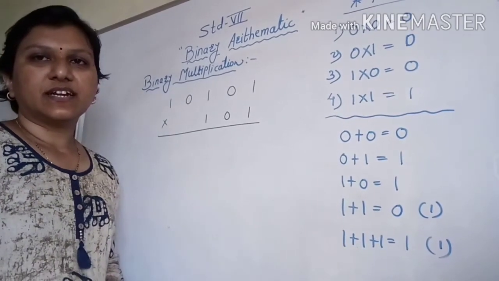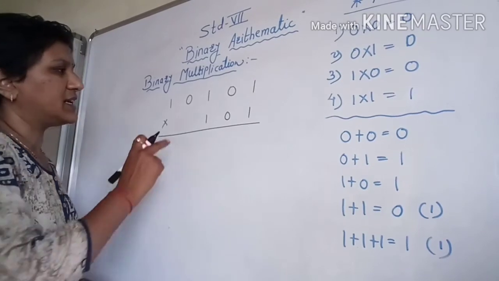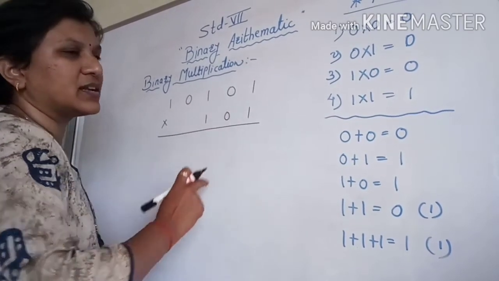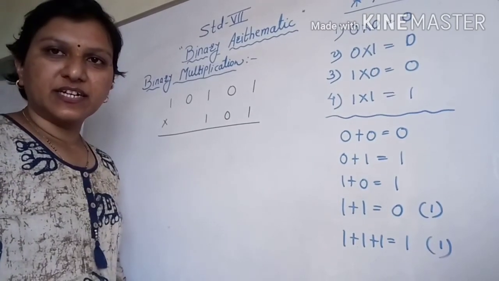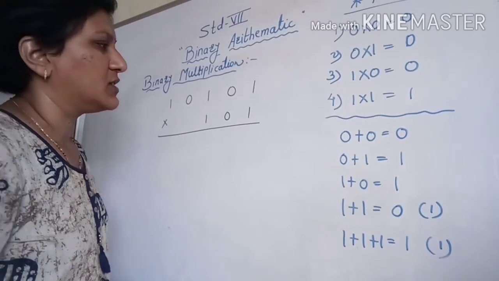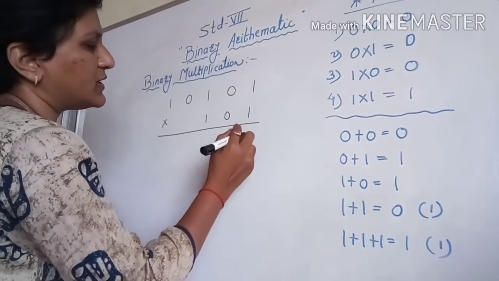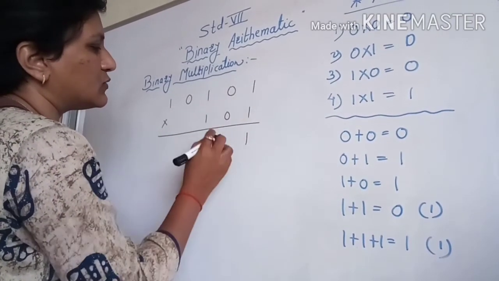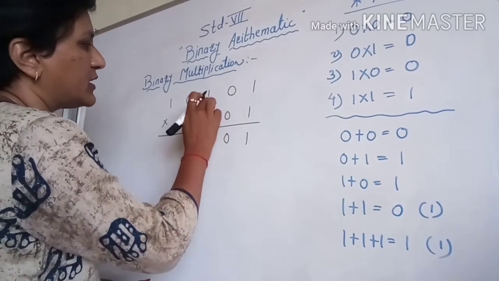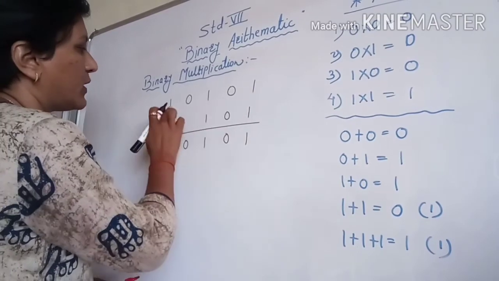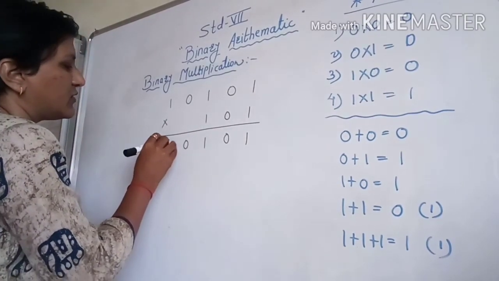Now let us consider another example of multiplication, that is 10101 multiplied by the number 101. Now here we have taken a 3-digit number for the multiplication. Now continuing the multiplication with these rules, 1 into 1 we will get 1, 1 into 0 we will get 0, 1 into 1 we will get 1, 1 into 0 we will have the value 0, 1 into 1 we will have the value 1.